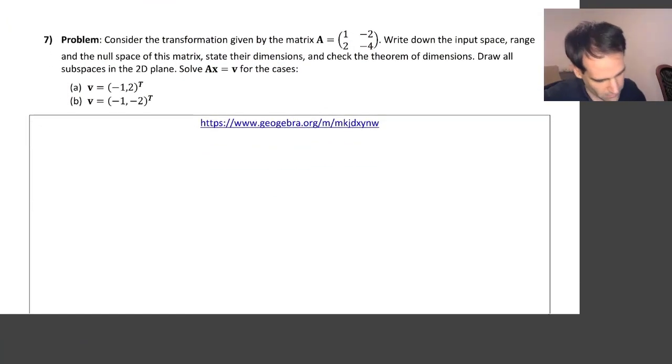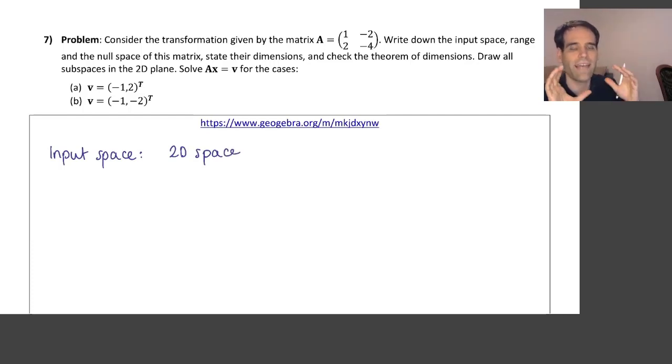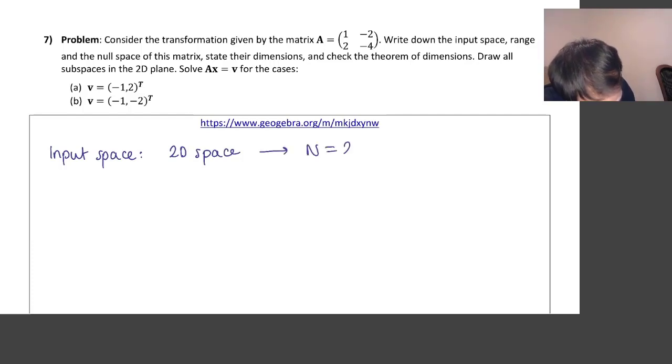So we will start by writing down what is the input space and the output space. So input space is simply two-dimensional space, right? Because this is a 2 by 2 matrix, so it acts on two-dimensional vectors. So the dimension of the input space, n equals 2. It is also the number of columns of matrix A. Okay, the output space is also 2D space, so m equals 2.